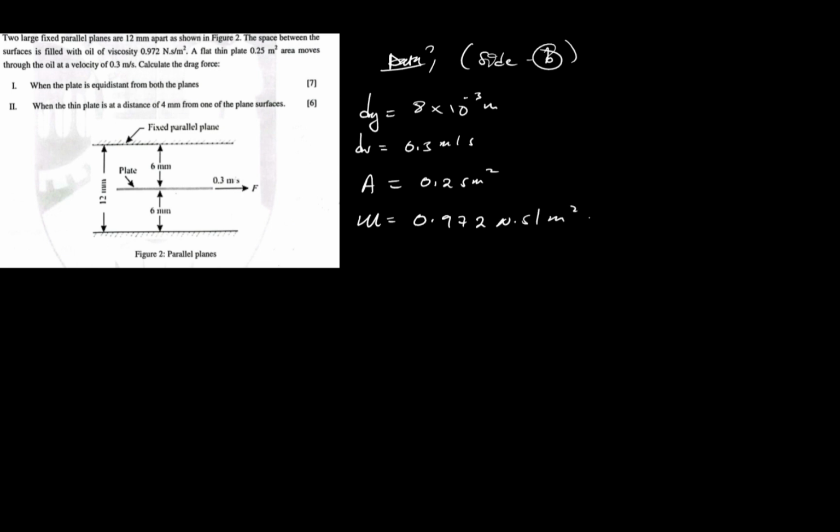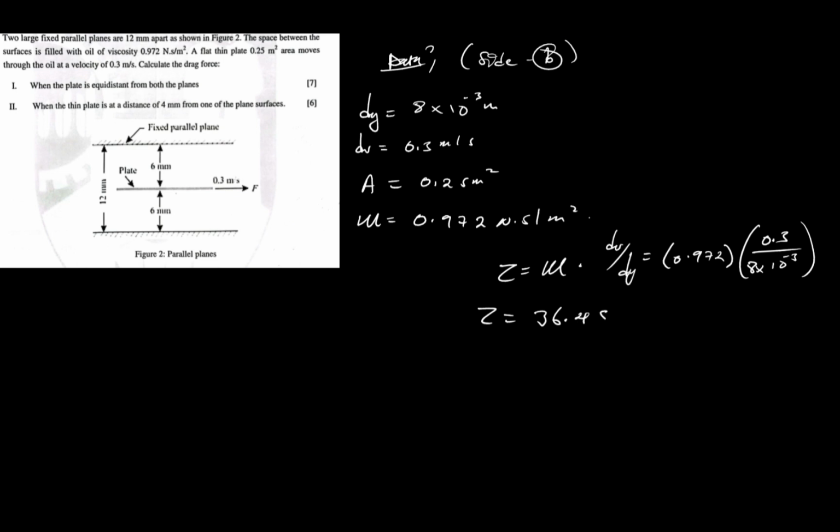Then applying a similar understanding, we say shear stress is equal to viscosity times du over dy. This is going to be the viscosity 0.972 by du, which is 0.3, and the difference in this aspect is just the distance from the thin plate to the fixed parallel planes, and in this case for section B is 8 by 10 to the minus 3. So once we plug that in our calculators, we'll have a value of 36.45 Newton per meter squared. So this is basically our shear stress.